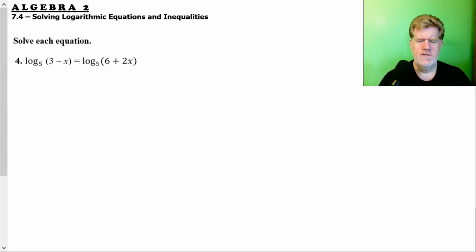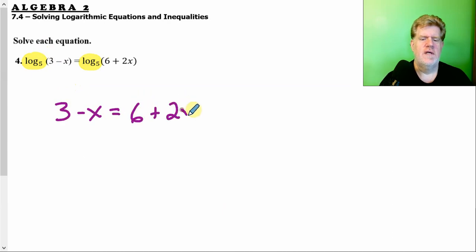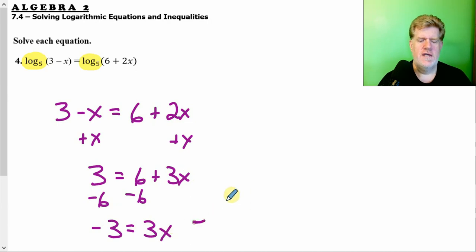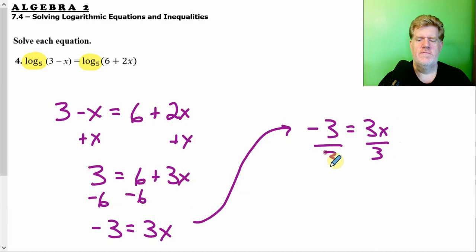All right, now, what's going on here? Well, we have two things going on. We got logs on both sides, but I'll tell you what. If the logs are the same, all we have to do is just set these expressions equal to each other. Not a problem. We just solve that like normal. We add x to both sides. We subtract 6. So if negative 3 equals 3x, just divide both sides by 3. So x equals negative 1.